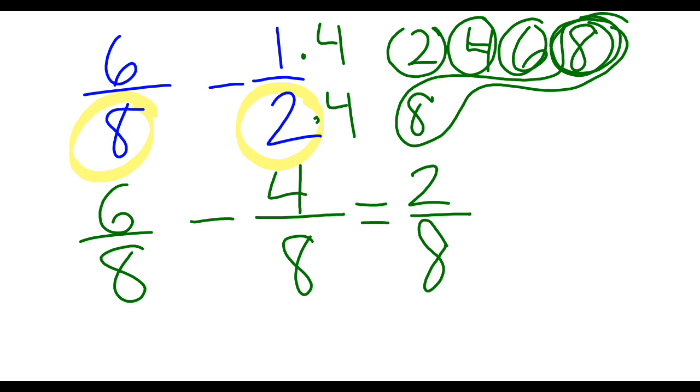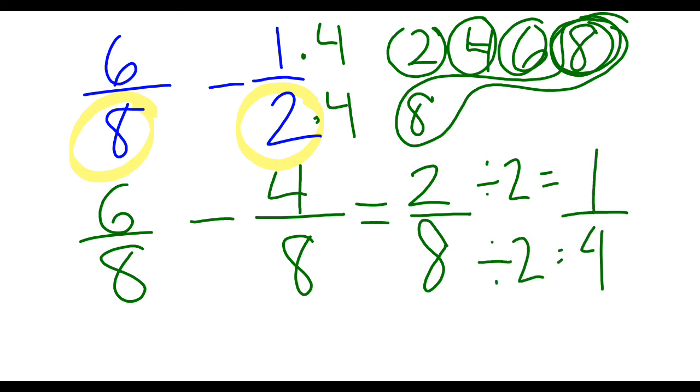Can I simplify this? Yes, I can. Both of these can be divided by 2. So 2 divided by 2 is equal to 1, and 8 divided by 2 is equal to 4. So my simplified answer is 1/4. Now you're going to practice these skills. Remember, you have to have a common denominator to add or subtract any fraction.